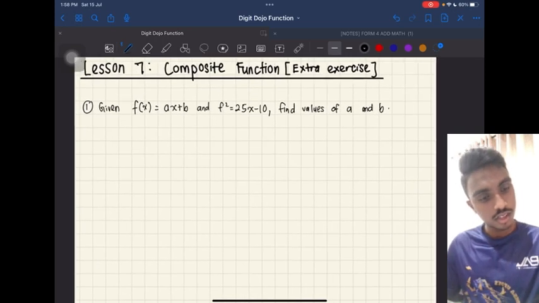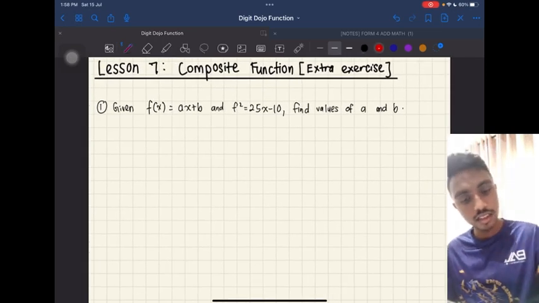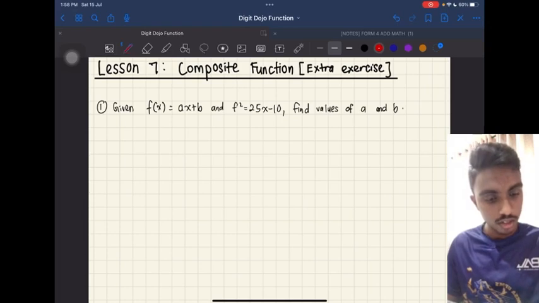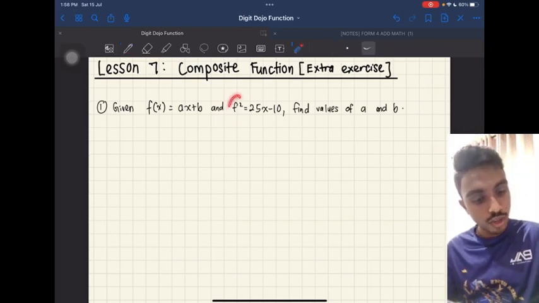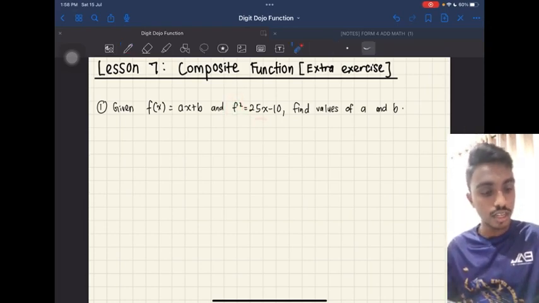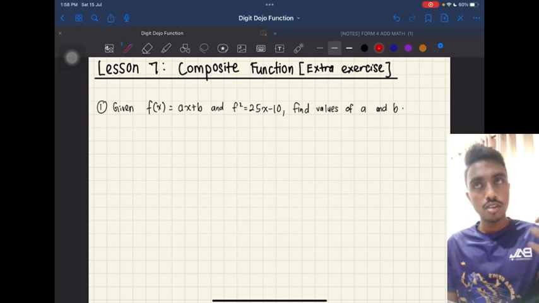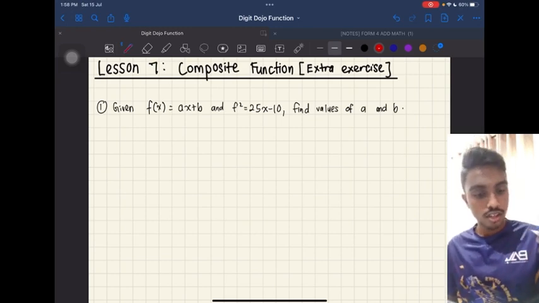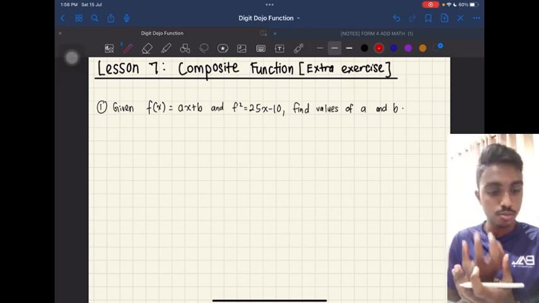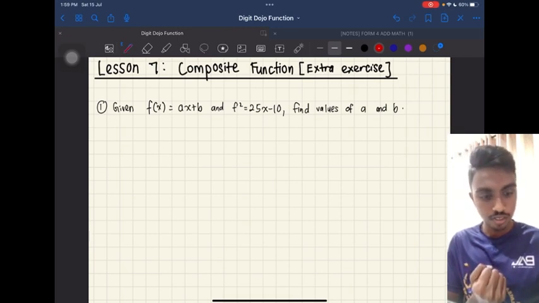Okay, so the first question states that given f(x) is ax plus b and f squared of x equals 25x minus 10, find the values of a and b. When you get this type of question, how to tackle it is: first I have f(x), which is ax plus b, and I have f squared of x, which is 25x minus 10.